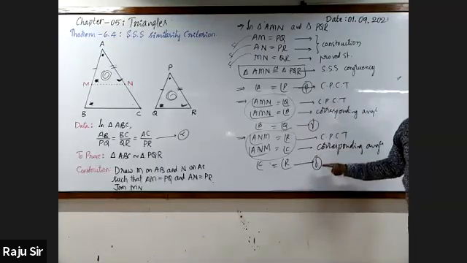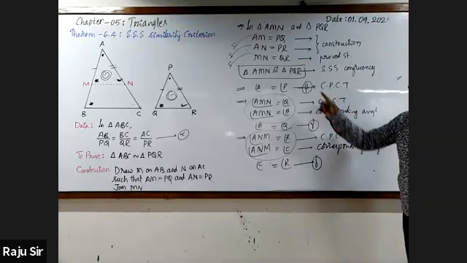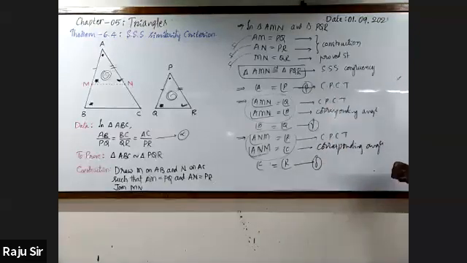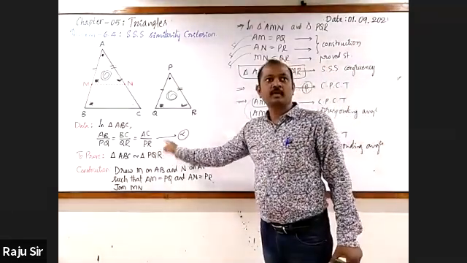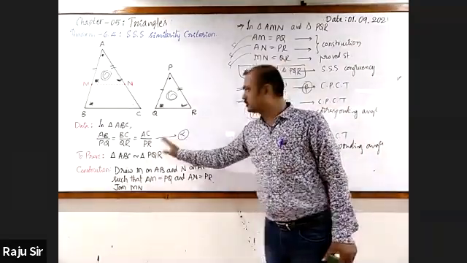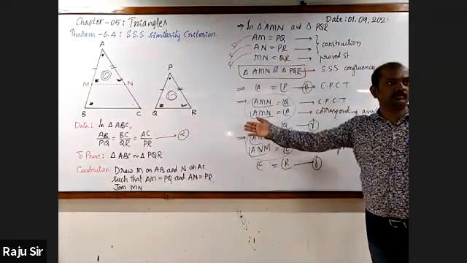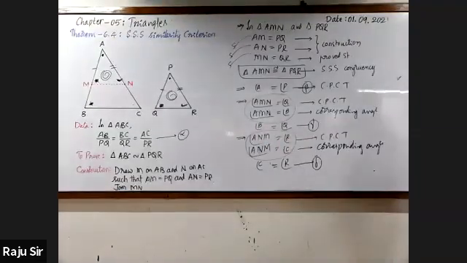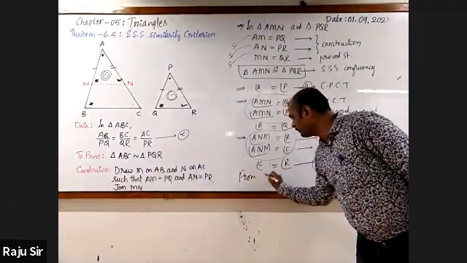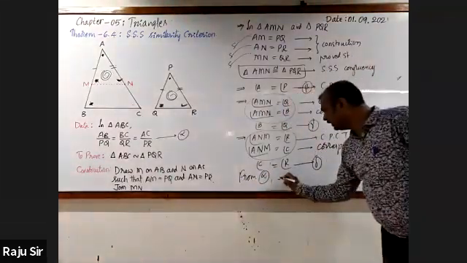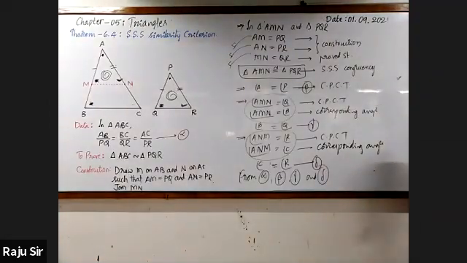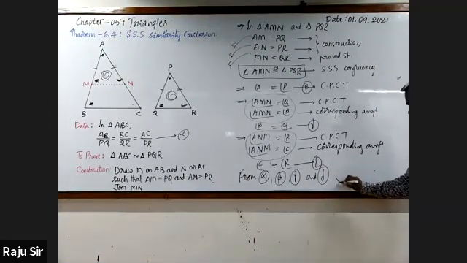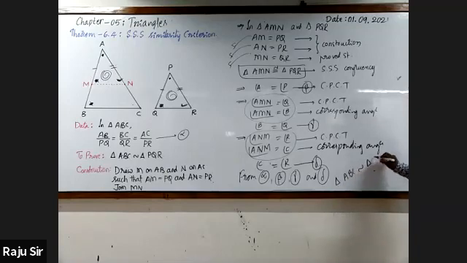From beta, gamma, delta, what do you say? Corresponding angles are equal. But what was given? Corresponding sides are in the same ratio. So both the conditions hold good. Hence the two triangles are similar. So here I'll write from alpha, beta, gamma, and delta, you can write triangle ABC is similar to triangle PQR.